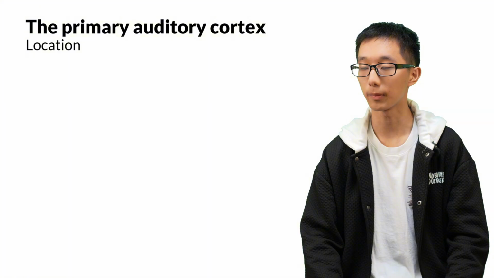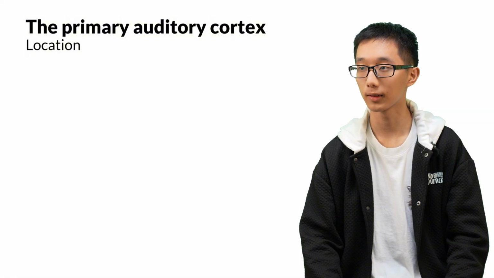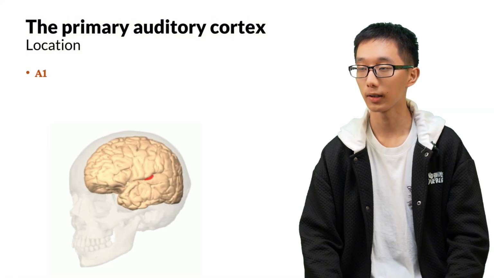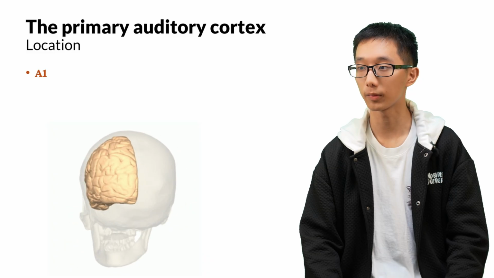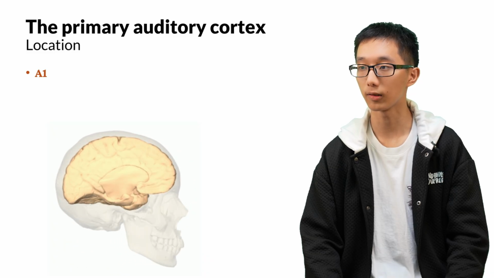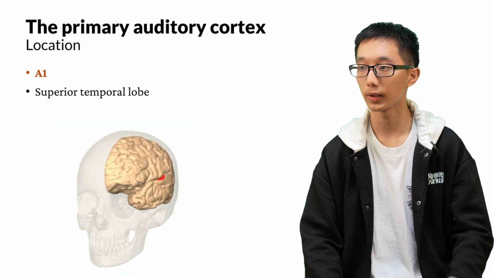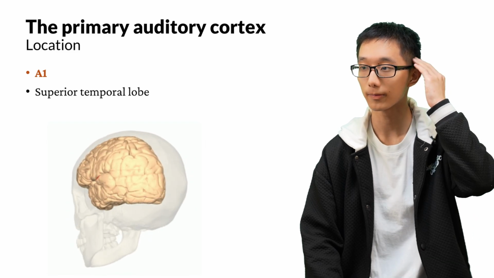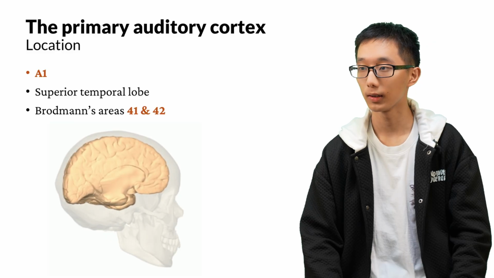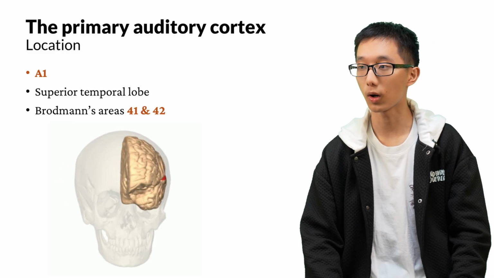Now it's time to get to the primary auditory cortex. In terms of location, the primary auditory cortex, which is abbreviated A1, is on the superior side of the temporal lobe, here, somewhere near your eyes. It is the Brodmann's area 41 and 42.